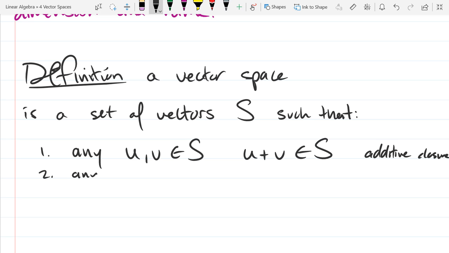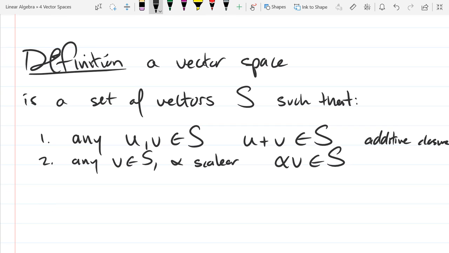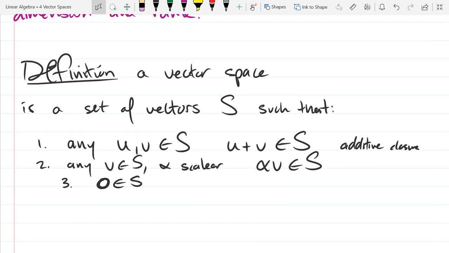And second property, any vector v in S and any scalar alpha, alpha v is inside the set S. I'm going to write the third point in here, although it directly falls out from number two. What does that third sentence say? The zero vector is in the set. Zero vector in S. Now I said it comes out directly from the second point.